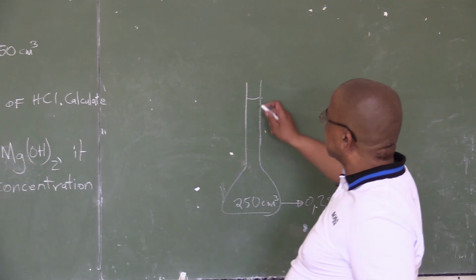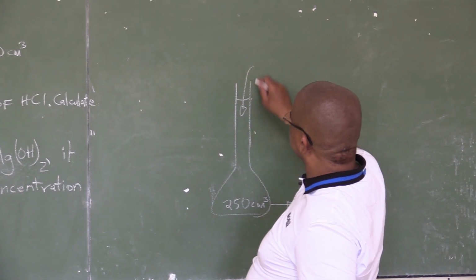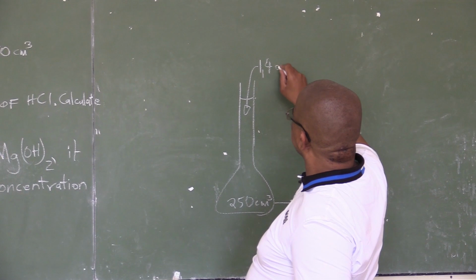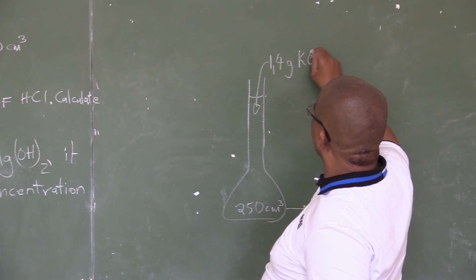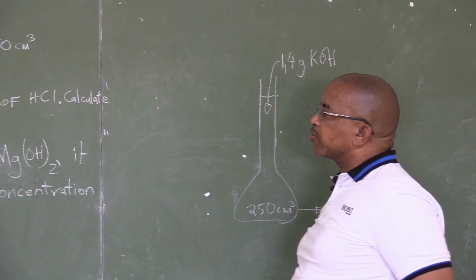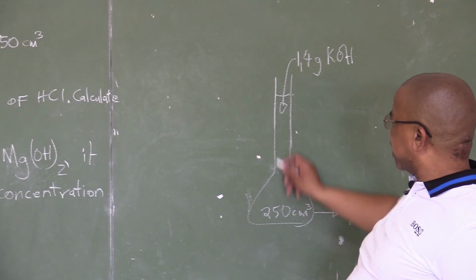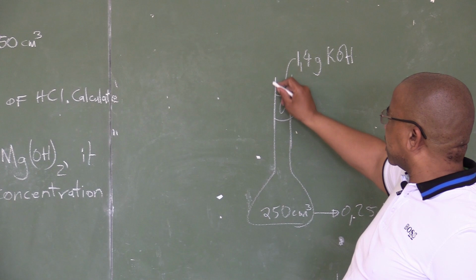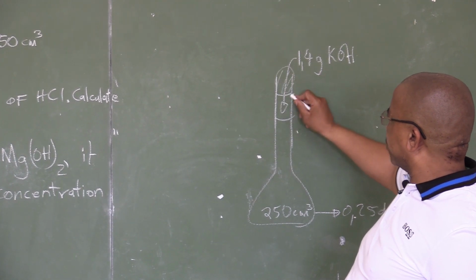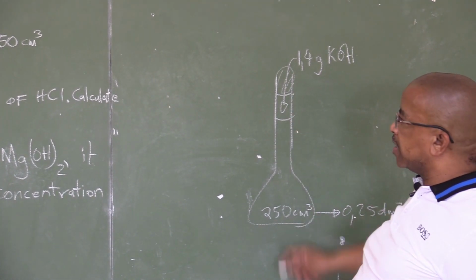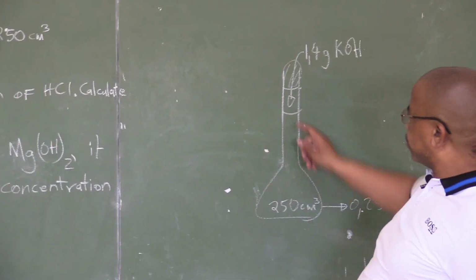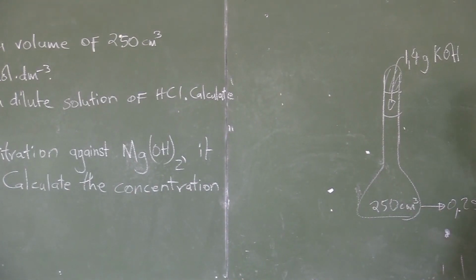Now they say 1.4 grams of potassium hydroxide is dissolved in water and made up to the mark. Let us say here it is closed, here is the mark, and made up to a volume of 250. Right. Now we have this picture.